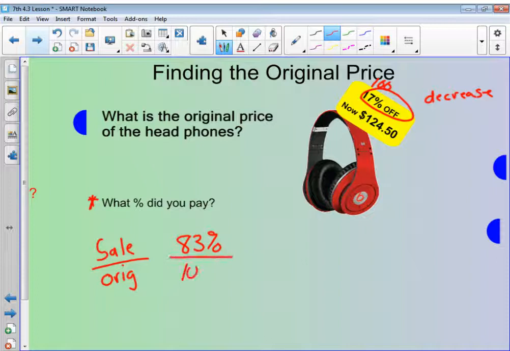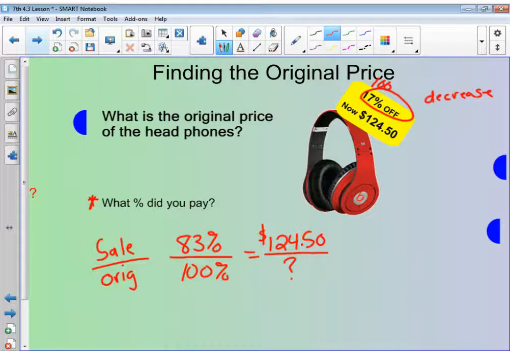My original is always 100%. And then I'm now paying, so the sale price was $124.50. So this is where it's different. Before they were giving us the original price. Now they're telling us the sale price. We want to figure out the original. And we should know that we should get a number that's bigger.